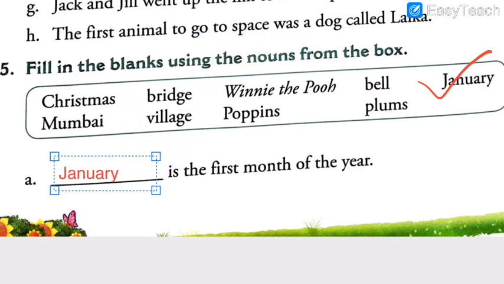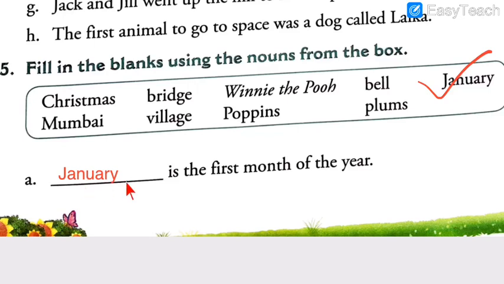And please make sure students, when you write January in your textbook or in your rough book, the first alphabet should be capital, because you know that this is a proper noun. This is the name of a month. So out of 12 months, the first month is January. January is the first month of the year. In a year, you get 12 months, out of which January is the first month.